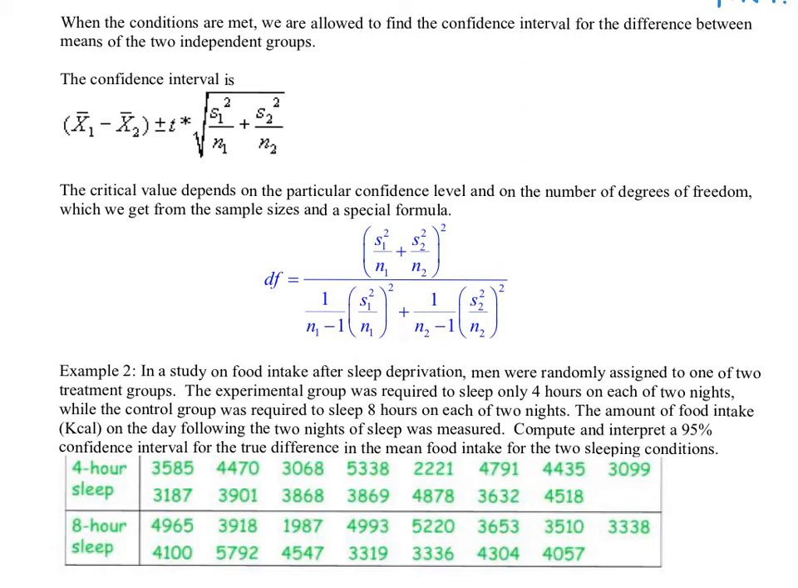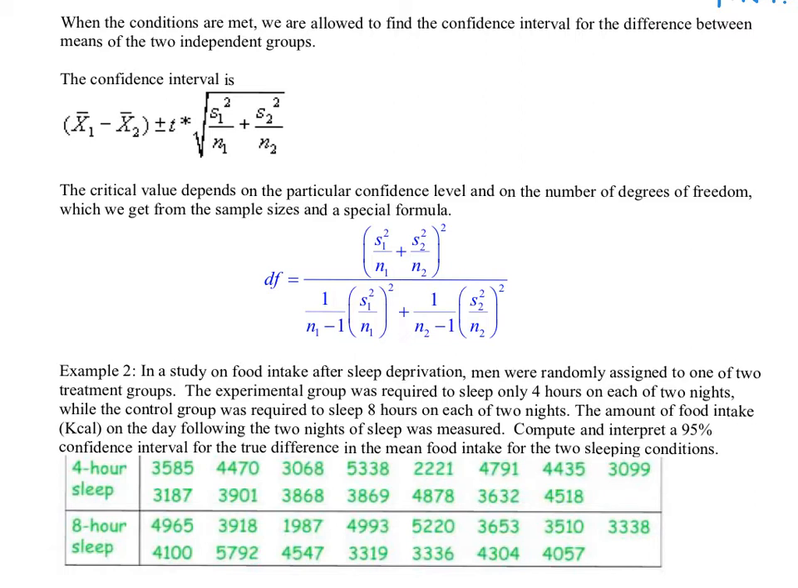Okay, the confidence interval formula looks like the one we've already learned for one sample. Instead of x bar, though, we have x bar 1 minus x bar 2. Plus or minus, and then we still have a t star there. And then the standard deviation for a difference is the sum of the variances, and then we take the square root of that sum.